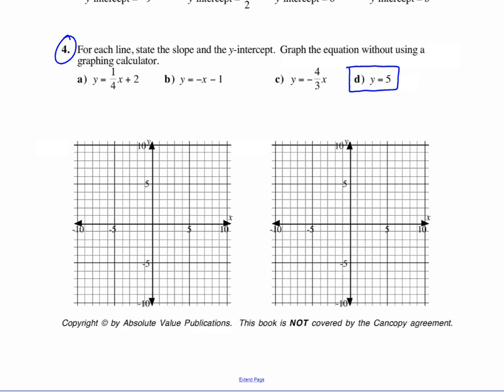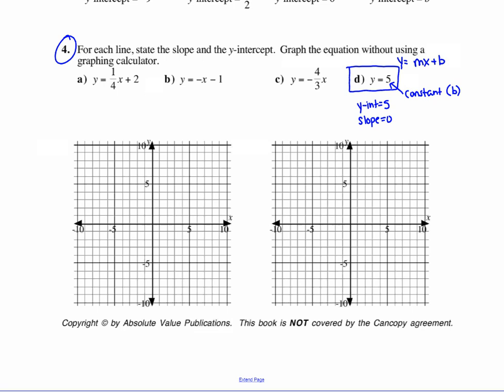Okay, this guy. It says for each graph, state the slope and y-intercept. Graph the equation without a graphing calculator. All right, if you're comparing this to mx+b, do we know the slope, or do we know the coefficient, or do we know the constant? We know the constant. Is there an x there? No, this is the constant or the b value. Okay, so your y-intercept is 5. What would be your slope? 0. 0 times x is 0, so that's why we have no x there. Okay, your slope is 0.